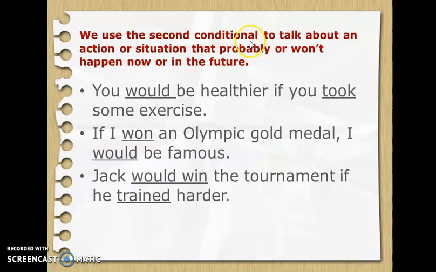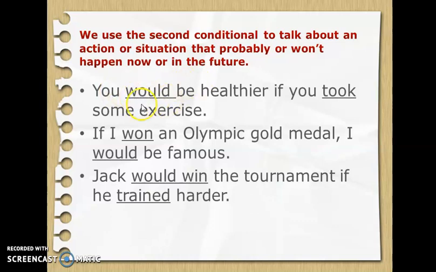We use the second conditional to talk about actions or situations that probably won't happen now or in the future. It means you are referring to a situation that you imagine, which did not happen now nor in the future.